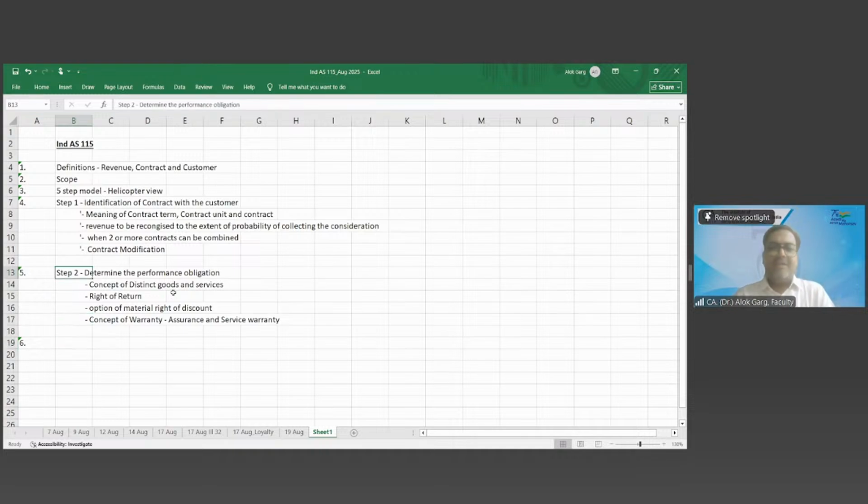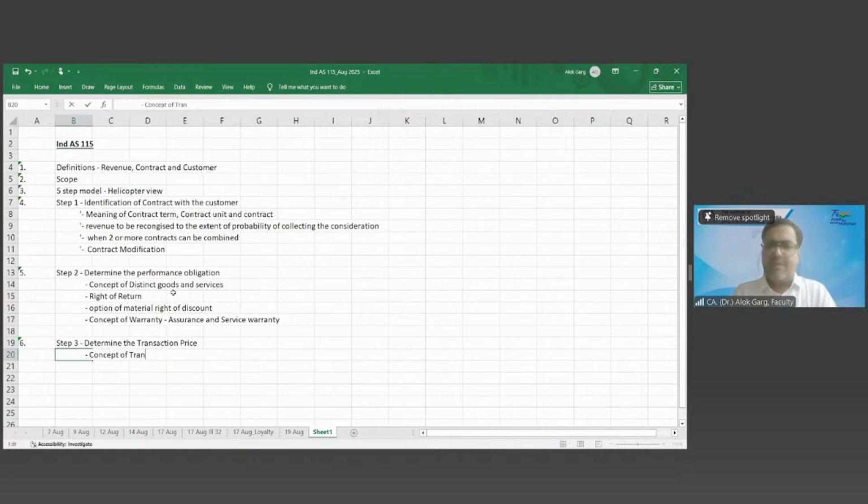Step number 3. Then what was my step number 3? Determination of transaction price. And what was the transaction price? Fixed consideration, variable consideration. And you remember the words: the entity expects the consideration in exchange of transfer of goods and services. Determine the transaction price. Right? So we have understood the concept of transaction price.